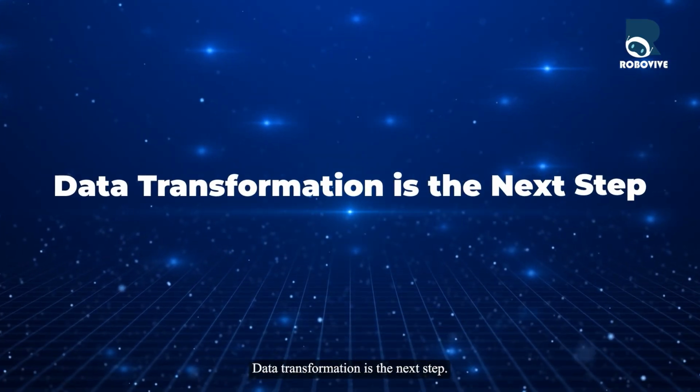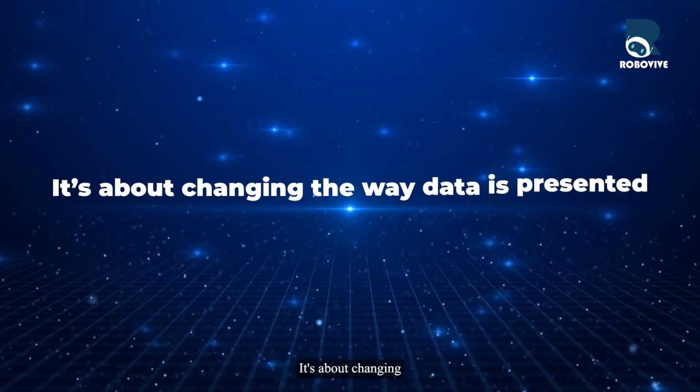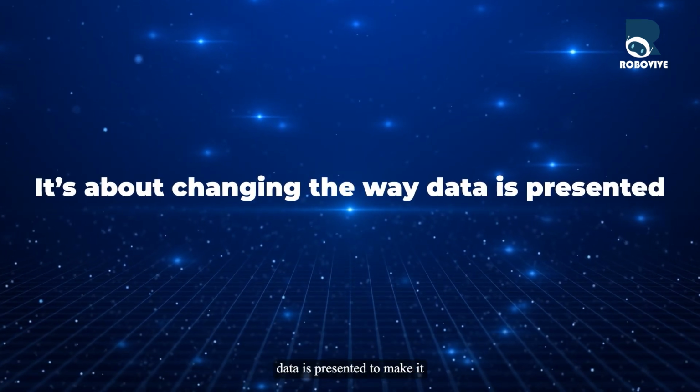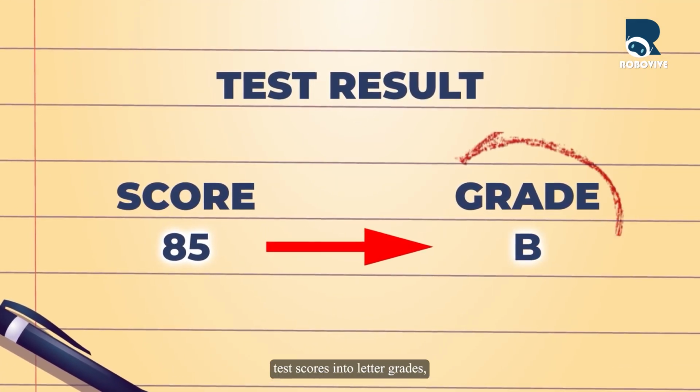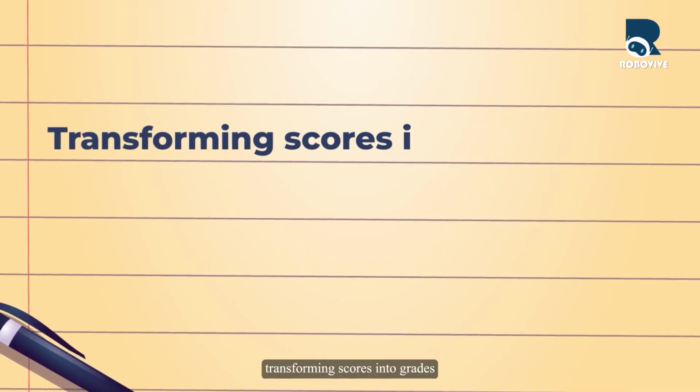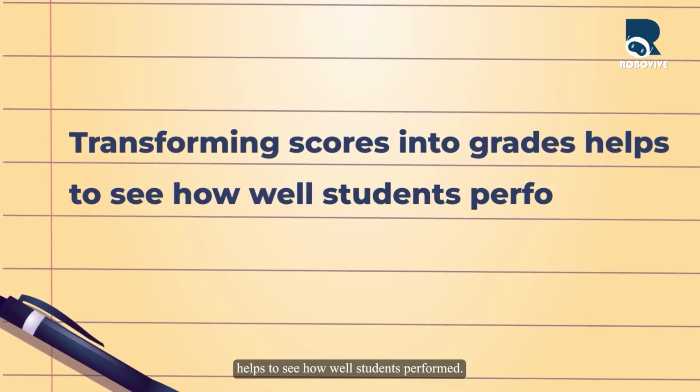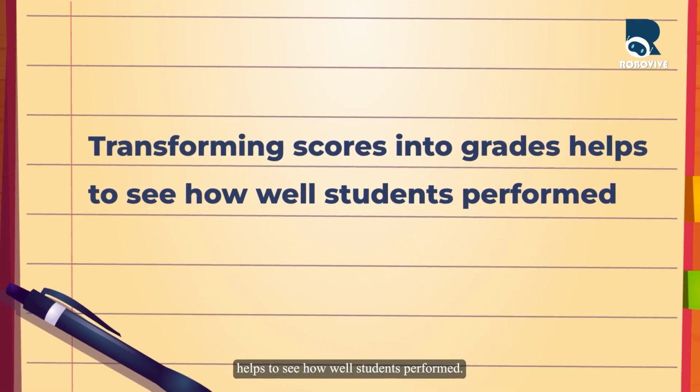Data transformation is the next step. It's about changing the way data is presented to make it more understandable. For example, converting test scores into letter grades. Transforming scores into grades helps to see how well students performed.